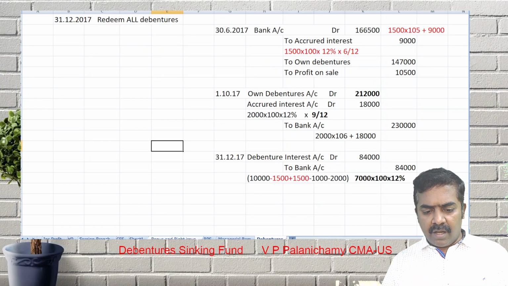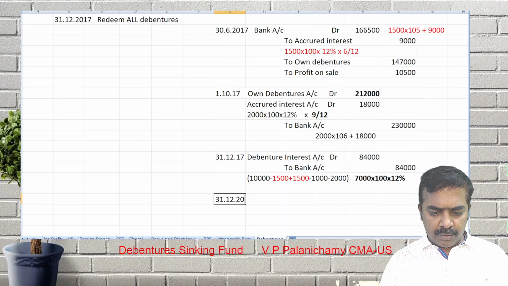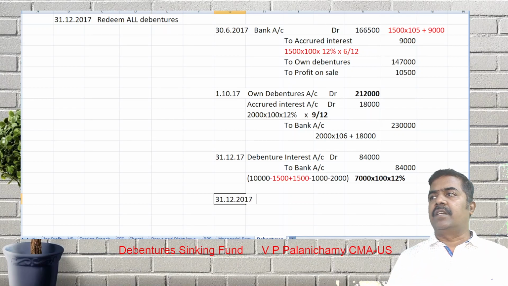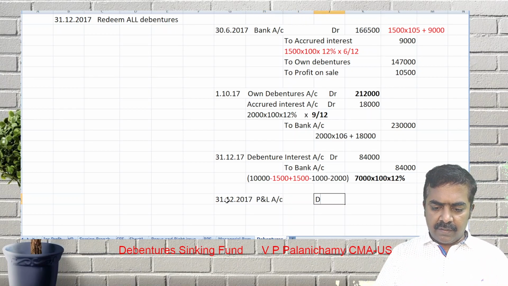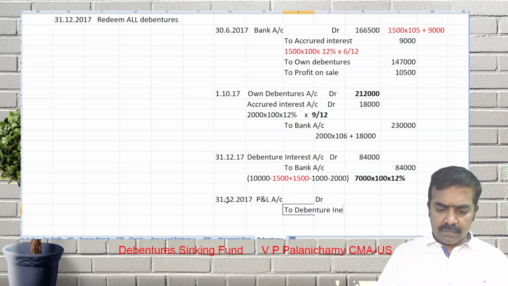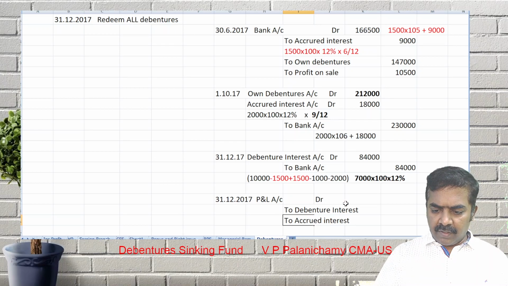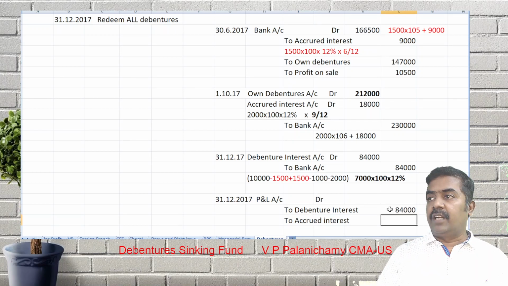Now tell me, how much of interest will be charged in P&L account? On 31/12/2017 appo, how much of interest will be charged in P&L account? P&L account debit to which account? To accrued interest. To debenture interest இப்ப pay பண்ண 84,000. Accrued interest பாருங்க, வெயிட் பண்ணுங்க.